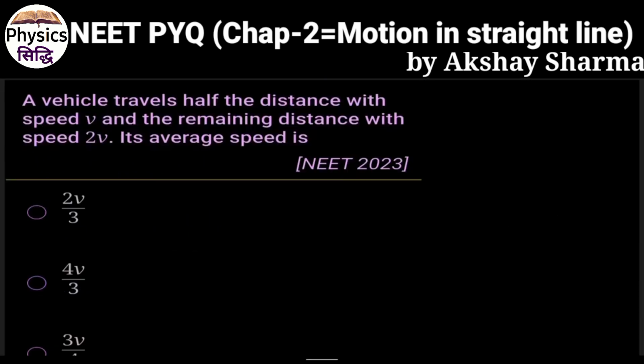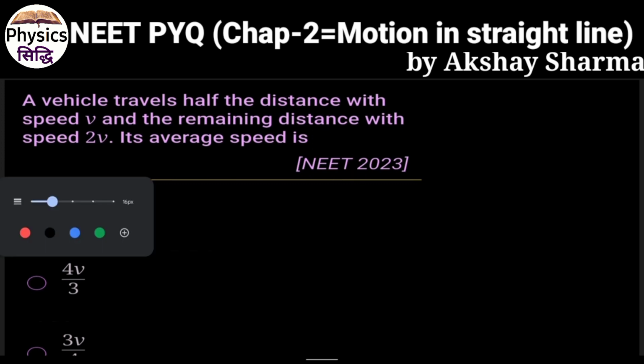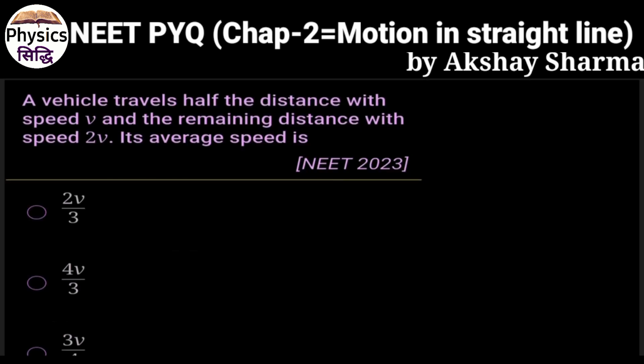So the next question is: a vehicle travels half the distance with speed v and the remaining distance with speed 2v. Its average speed is? For average speed, you just have to remember the formula, which is like the parallel combination of resistance.